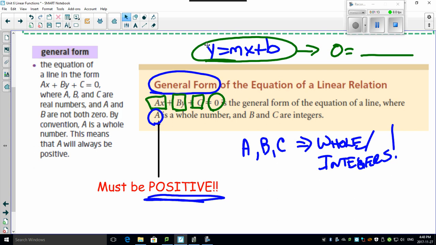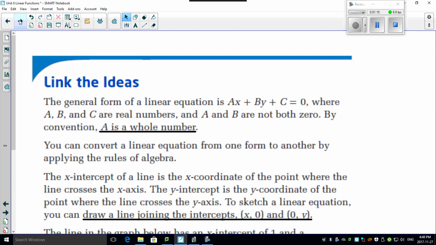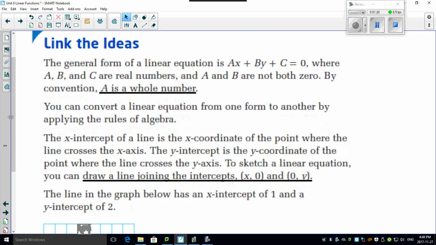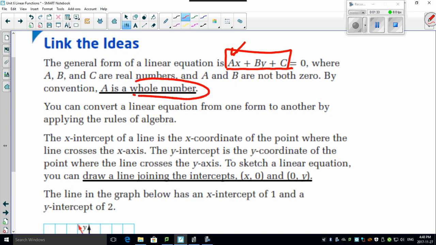So moving right along, let me show you a couple things here. It says the general form of a linear equation is, as I just wrote, ax plus by plus c. Your a is always positive, and every one of those values are integers. In other words, there's no fractions, no decimals, okay? A is always going to be a whole number, and whole numbers, we know, are positive, right? So we can convert this anyway by using algebra, yahoo!